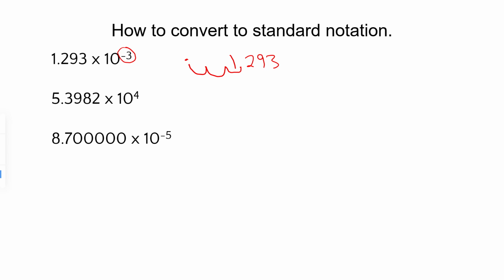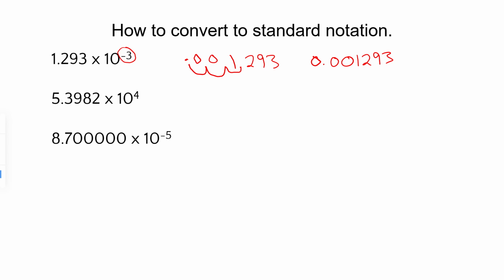Because when we were going from standard to scientific notation, we deleted the zeros, now we have to add back the zeros. So we would just fill in these gaps with zeros. So our final answer would be 0.001293.